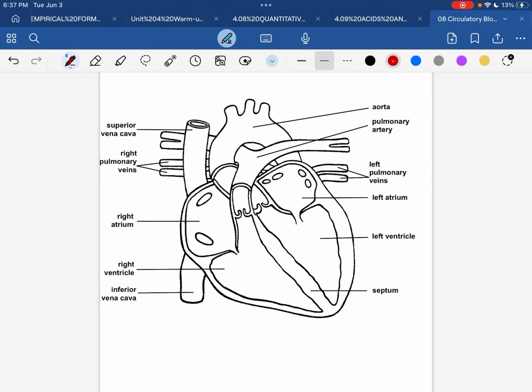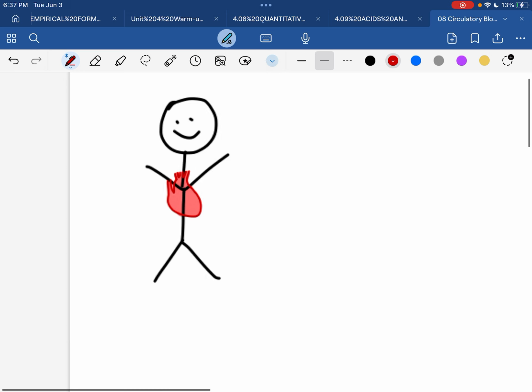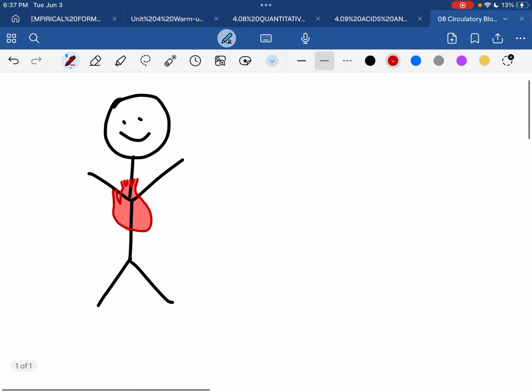Hi, I'm going to go through the flow of blood through the heart. Before I get started, I just want to scroll up here and look at my beautiful diagram of this person that we are looking at face on.